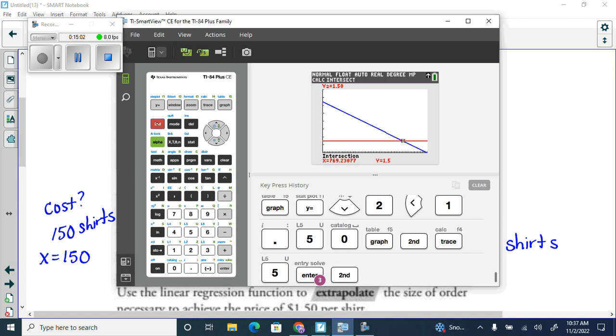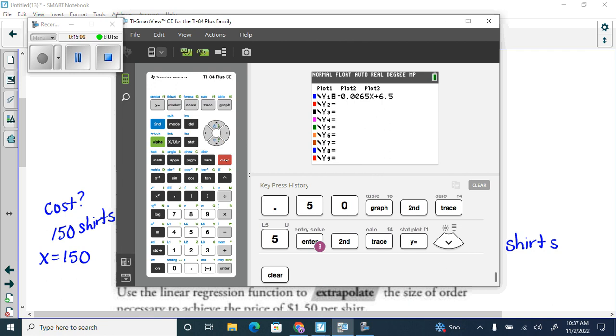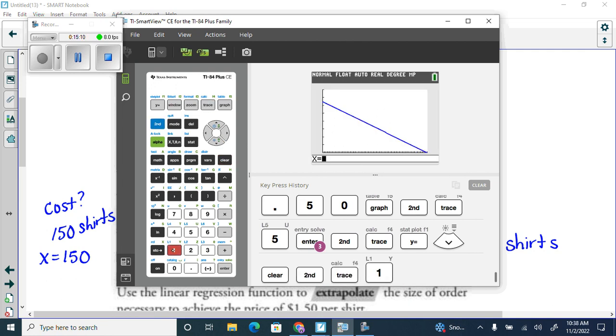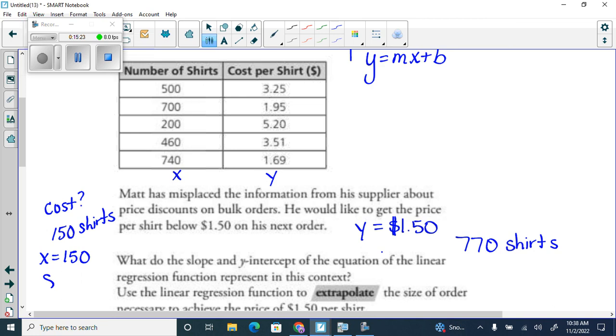Every single time, second trace. Now you might want to take your Y2 out because it'll find it for that one as well. So second trace, value, x equals? Enter 150. Make sure you take out your other thing. So it'd be $5.52. Three. Can't have half a cent. Technically, you could. $5.53.